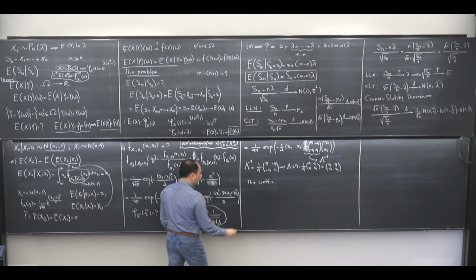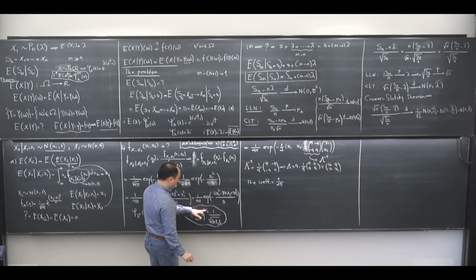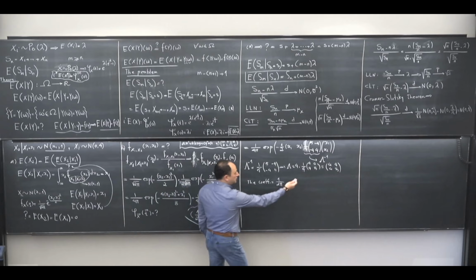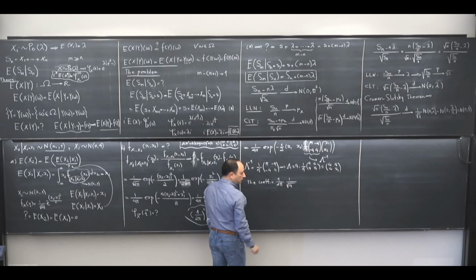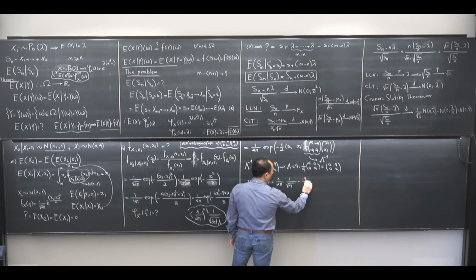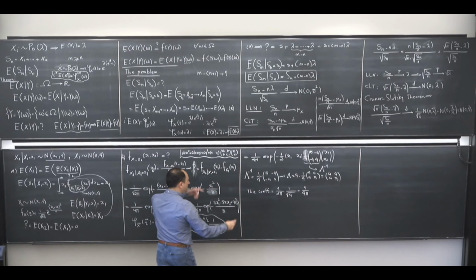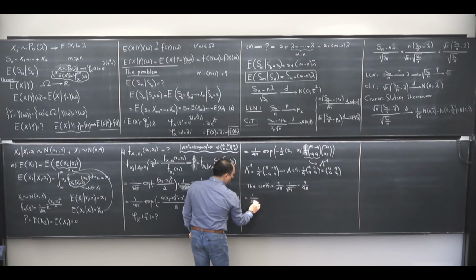1 over 2 pi. I have 2 random variables, so 2 over 2 is just 1. What is the determinant of lambda? The determinant of lambda is 4. So it becomes 1 over the square root of 4, which is 2. And then I get exactly that coefficient. So everything is correct.